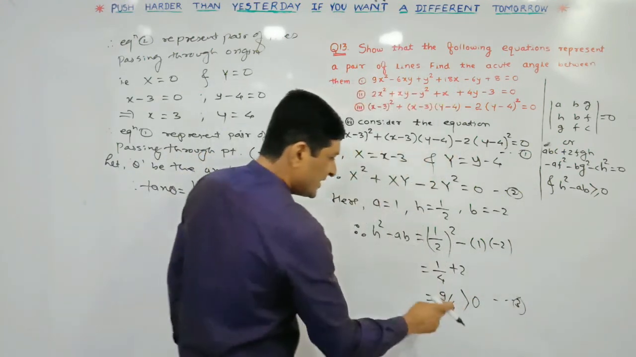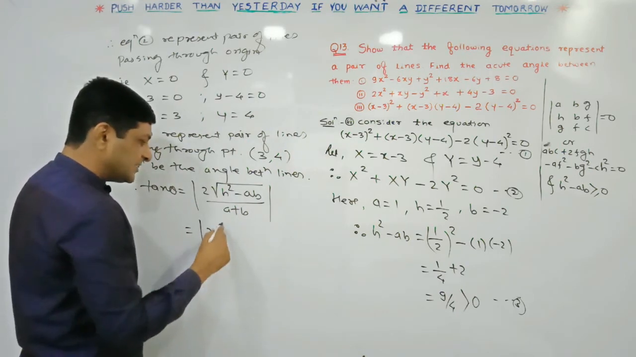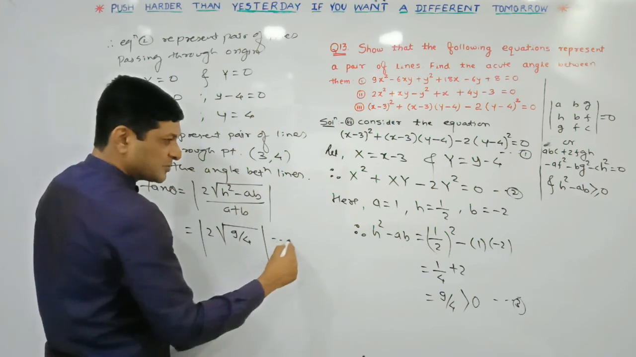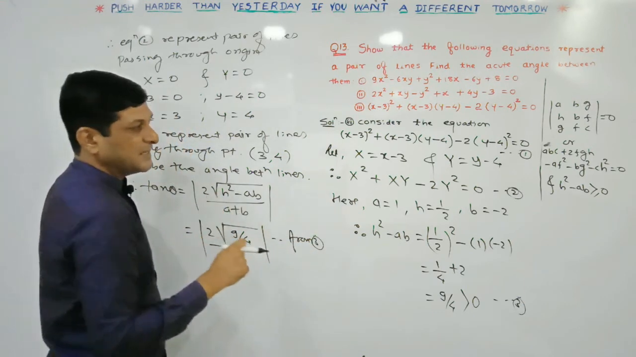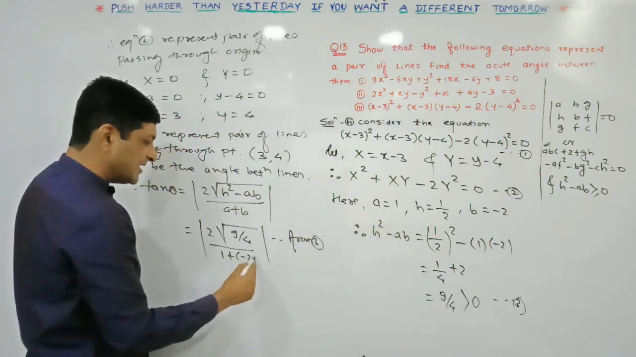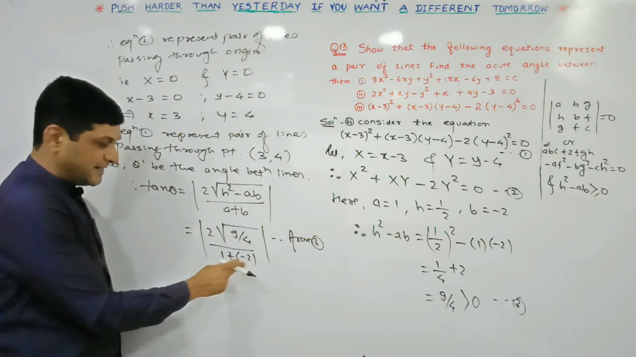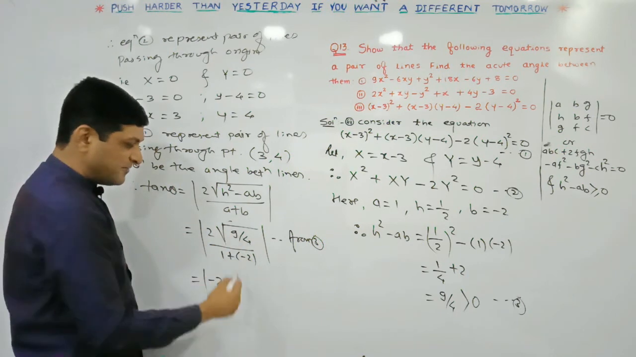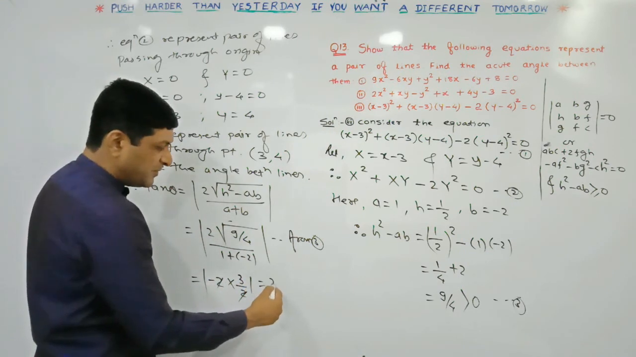The value of h square minus ab is how much? 9 by 4. So which is equal to 2, keep this 2 as it is, under root h square minus ab, I am replacing it by 9 by 4. This value we are substituting from which equation? From equation number 3. In the denominator a plus b, a is 1 and b is equal to minus 2, 1 plus minus 2. So which is equal to, in the denominator 1 plus minus 2 is minus 1. 2 upon minus 1 will be minus 2 into square root of 9 by 4, which is equal to 3 by 2. So here 2 will get cancelled, and mod of minus 3 will be equal to plus 3.